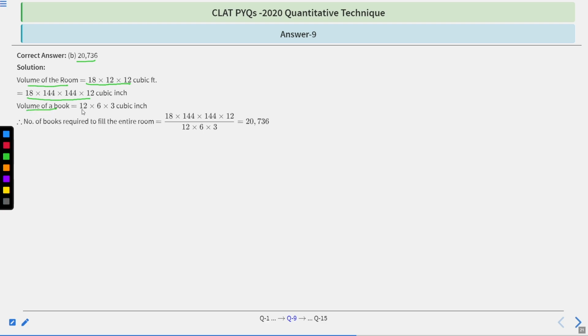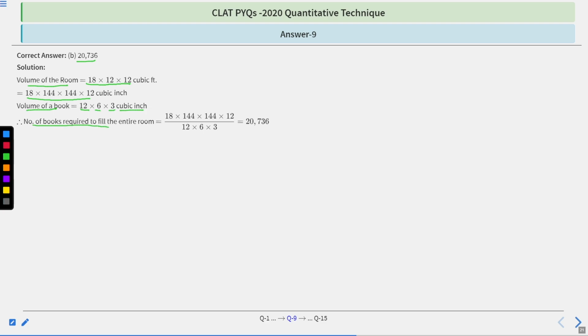Now, the volume of a book is 12 times 6 times 3. This means 12 times 12 cubic feet for the room, and now we have converted this into inches. Clear? Because in 1 foot you have 12 inches. Don't be confused. Now the volume of a book is 12 times 6 times 3 cubic inches.